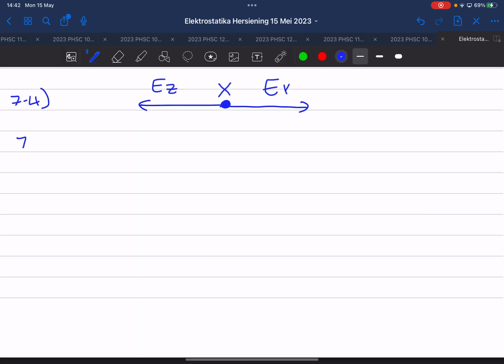Okay, then 7.5, they say, the magnitude, die grootte, of the net, of the resultant electric field at point X is that. Daai grootte. Calculate the magnitude of charge Z. Bereken die grootte van lading Z.